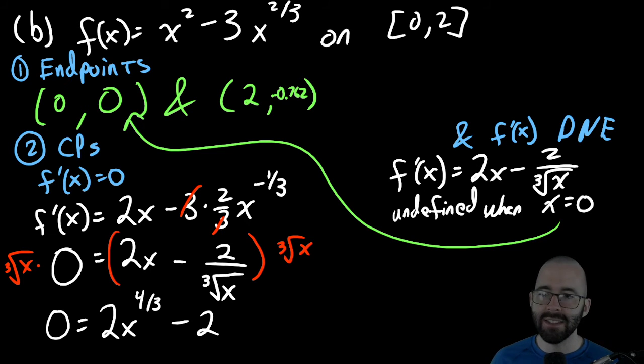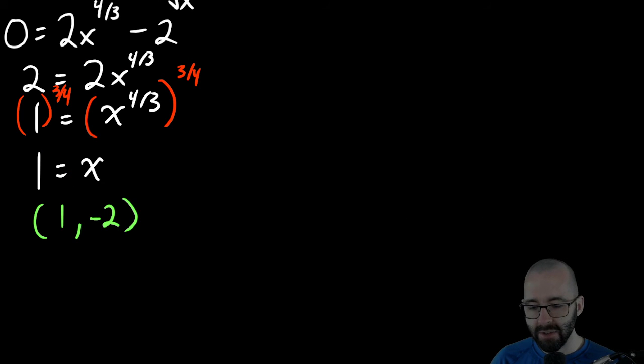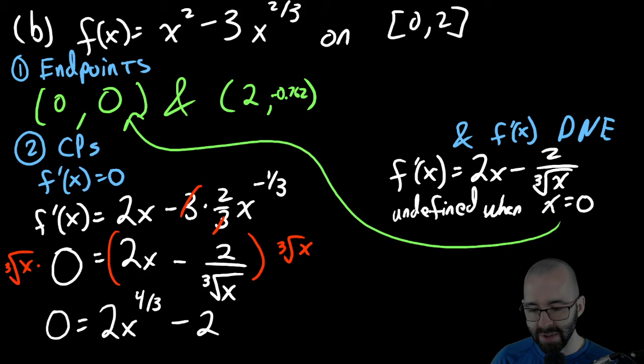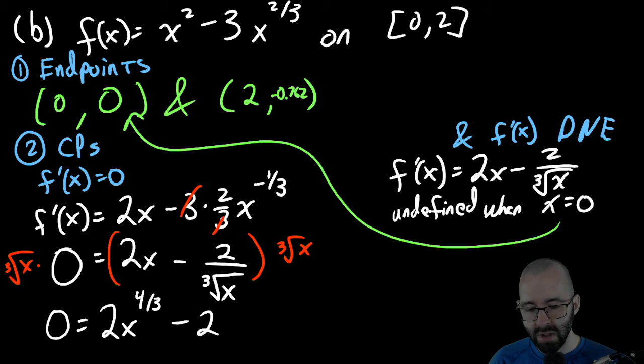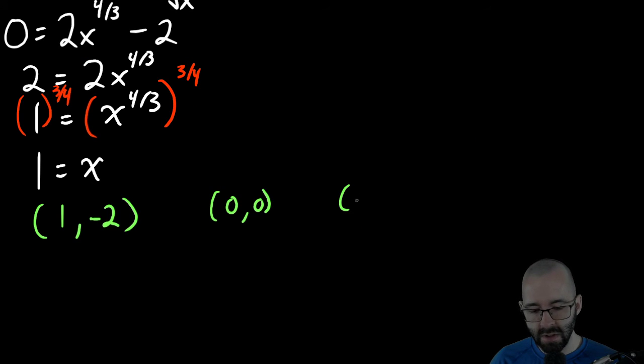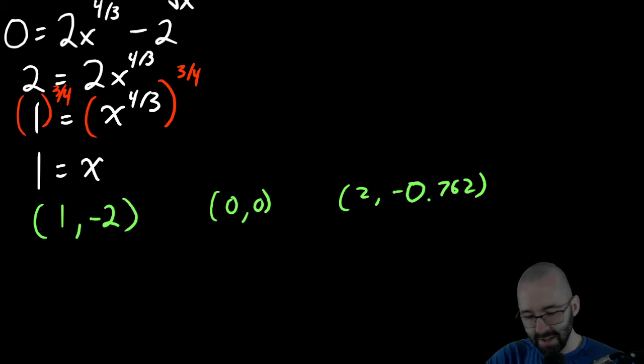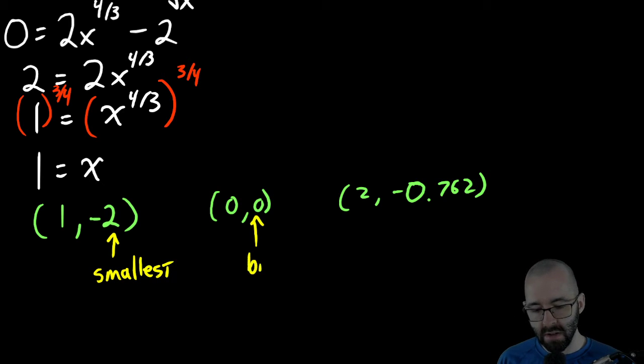So again, 3 candidates. We pick the smallest, we pick the biggest. And here they're on different pages. It can be helpful to write them next to each other. 0, 0, and 2, negative 0.762. All right, so pick the biggest, pick the smallest. And always look at the y value. And that gives us our answer.